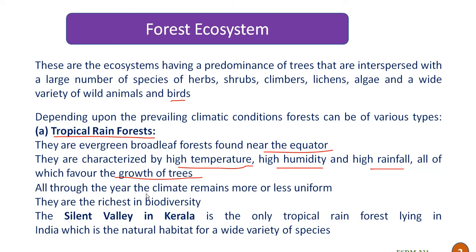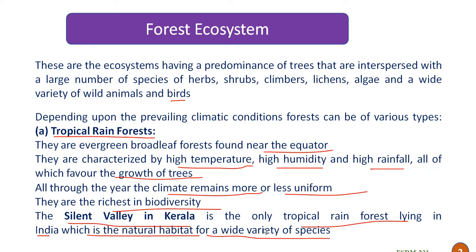All around the year, the climate remains more or less uniform, and they are the richest source of biodiversity because a large number of trees are present. The Silent Valley in Kerala is the only tropical rainforest lying in India, which is the natural habitat for a wide variety of species. So the Silent Valley in Kerala is an example of a tropical rainforest.